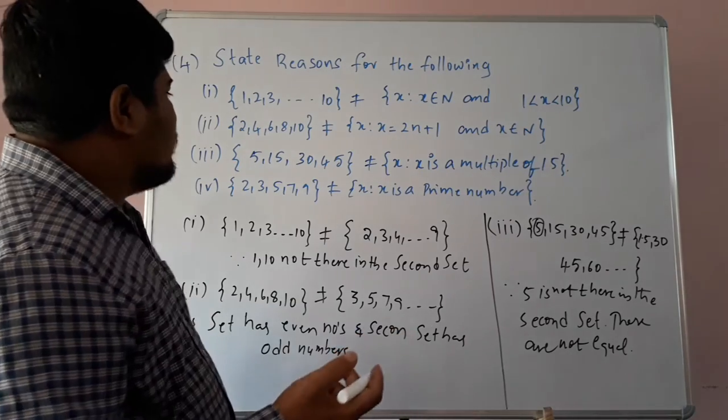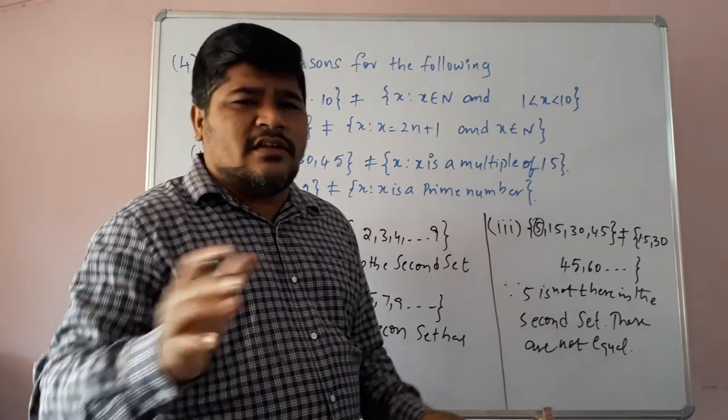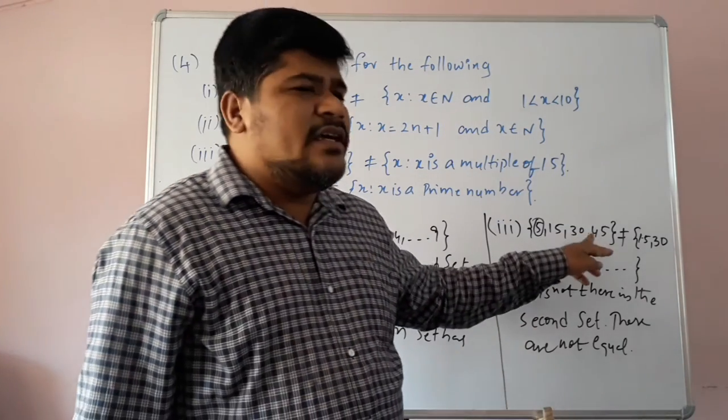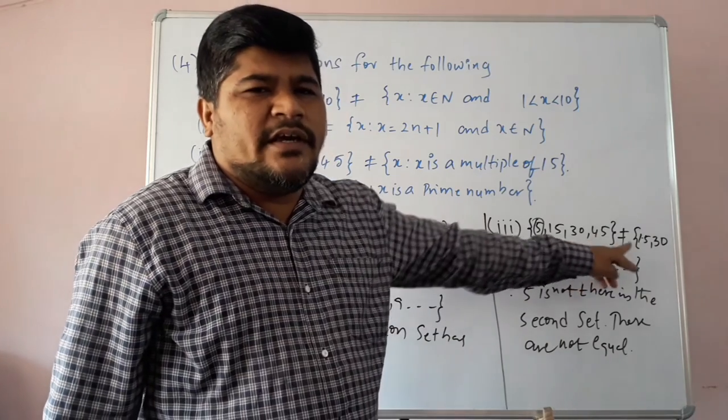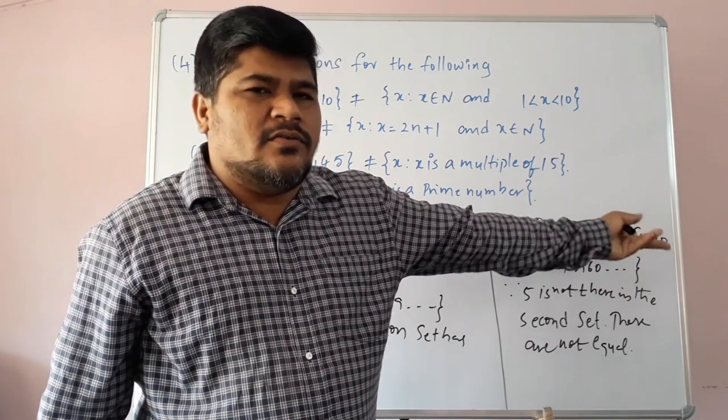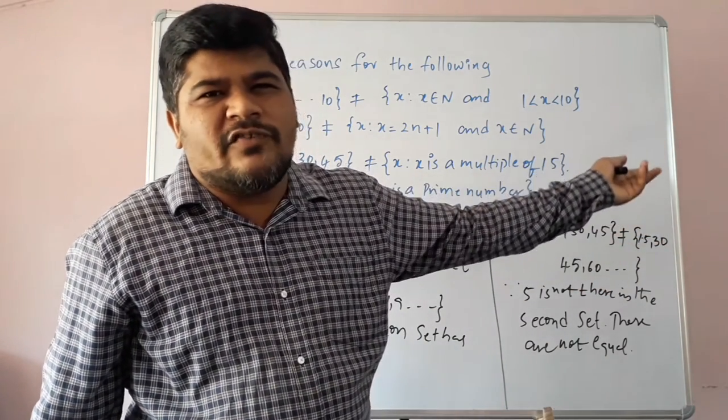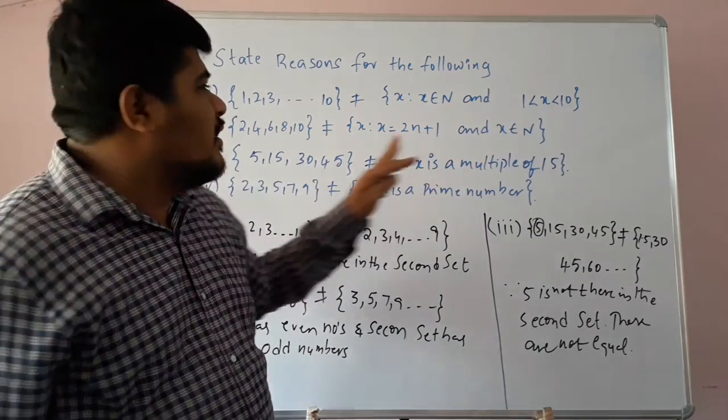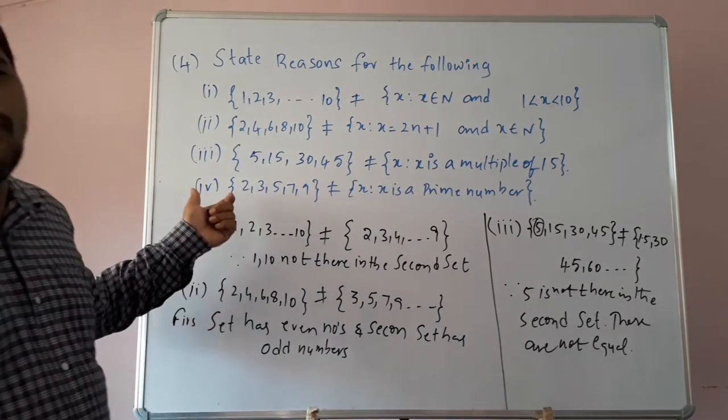Okay, 5 only is not there, so therefore these are not equal. Another reason also: you can write even here finite number of elements, infinite elements, and so on. So a finite set cannot be equal to an infinite set, no? That is also a reason, children. Now please accordingly try this fourth problem.